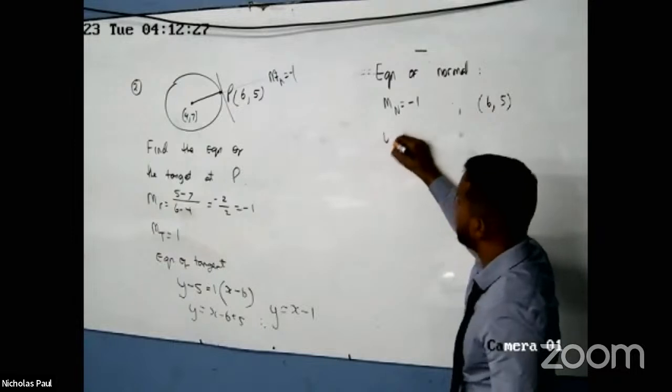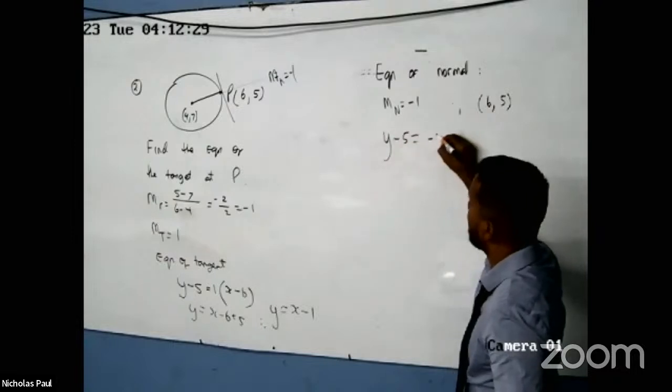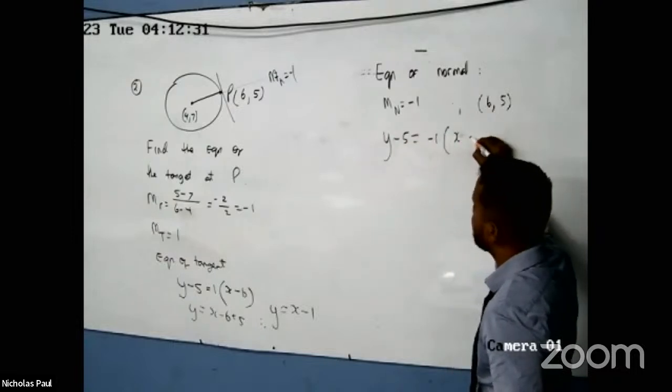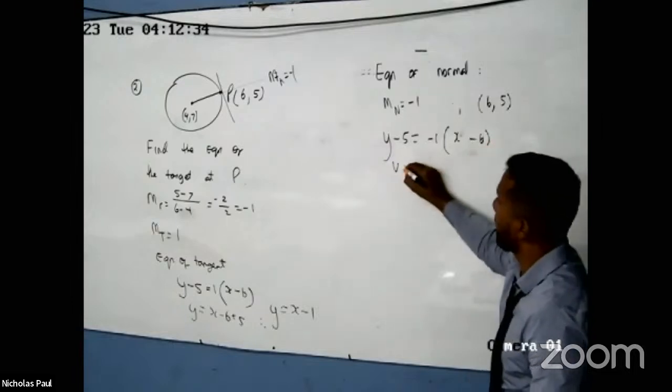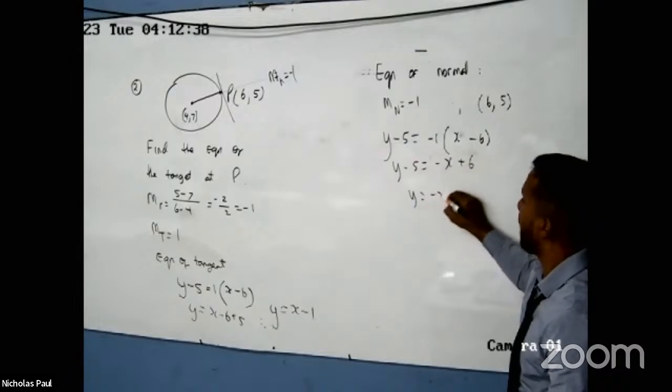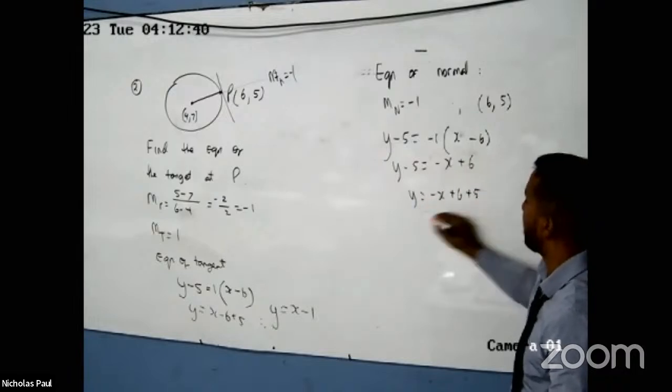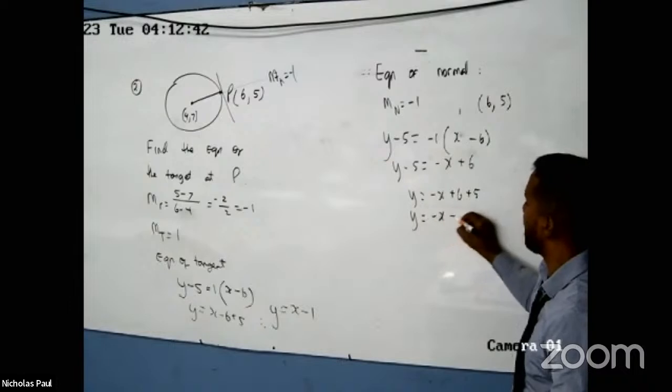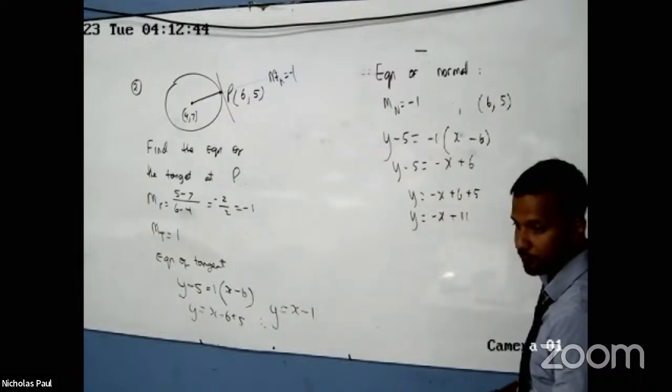So you'll end up with y minus 5 is equal to minus 1 by x minus 6. So you'll get y minus 5 is minus x plus 6. Y is minus x plus 6 plus 5. Y is minus x plus 11. Okay.